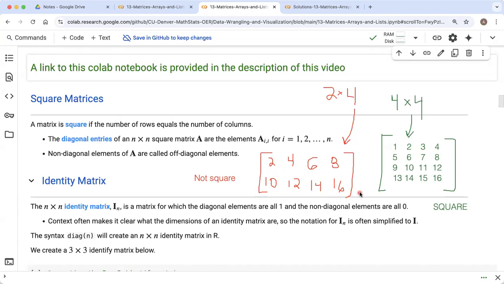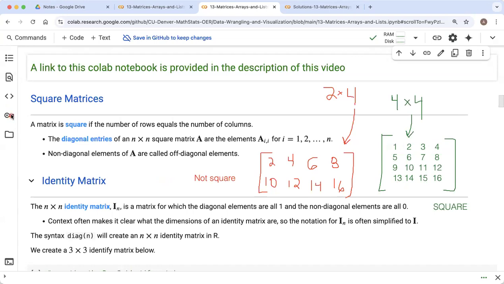But when we have a matrix which has this nice property that it has the same number of rows and columns, then we call it a square matrix, for obvious reasons, that the matrix is shaped like a square. So here is a case where we have a 4 by 4 matrix. We have 4 rows and 4 columns. So this would be an example of a square matrix.